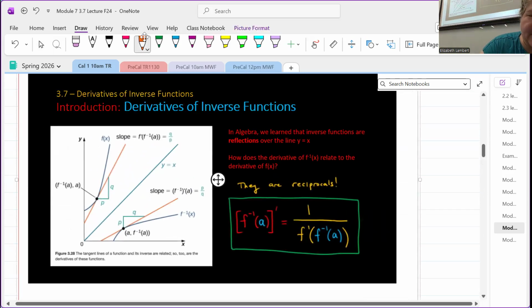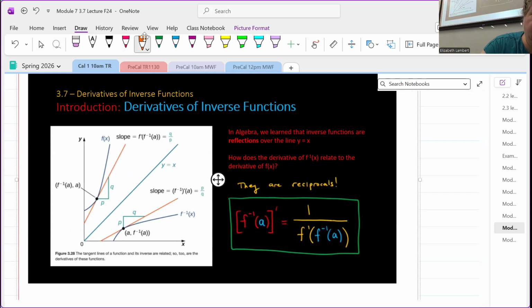All right. So if I have my function f of x here, this is like half of a parabola. So I pick an arbitrary point and I look at the slope of the tangent line. So that slope of the tangent line is q over p, like the rise over the run.